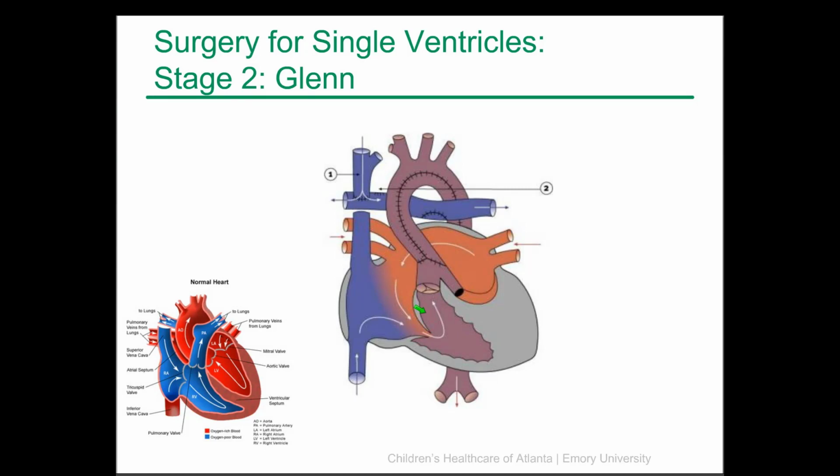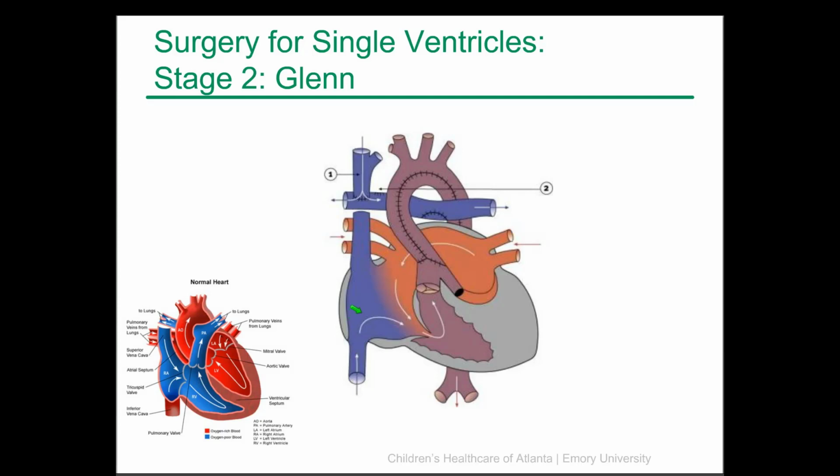So enter the Glenn. At the Glenn procedure, what do we do? First we take down that BT shunt or that Sano, whatever we had. We're not going to need that anymore. And now we just have blood from the SVC. We hook up the SVC directly to the right pulmonary artery, and that is in continuity with the left. So everything coming back from the top half of the body will come down to the right pulmonary artery and go to the lungs. Now we're going to follow the blood from the SVC. It will go to the lungs, get oxygenated, come back to the pulmonary veins, and then cross the atrial septum.